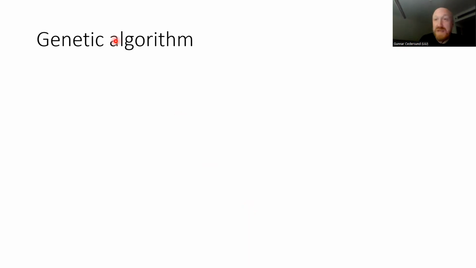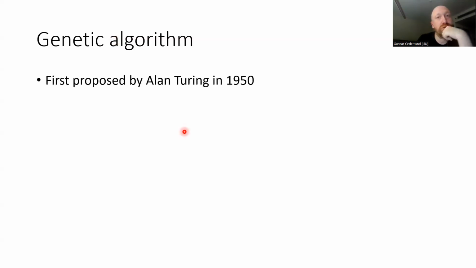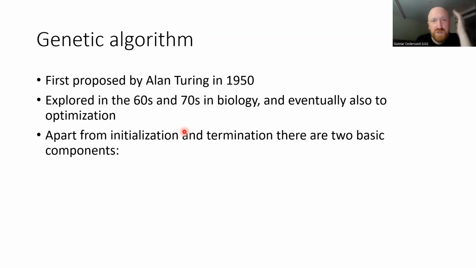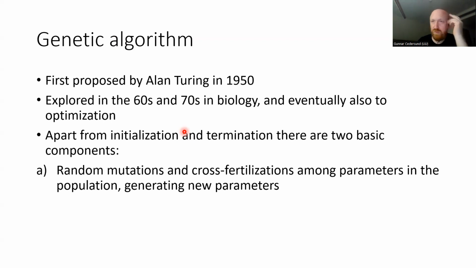Now let's go to the genetic algorithm. So this was proposed already in 1950, and it was quite popular, especially in the 60s and the 70s, both in biology, but also in optimization, which is what we're talking about today. So the two central components that are at the heart of the genetic algorithm is the idea of natural selection, which is that you have some random mutations and cross-fertilization. So you have the ability to have things happen to your parameters, basically at random, and also for parameters to cross-fertilize each other, basically to create a baby, which has some properties of this parameter and some properties of this parameter.